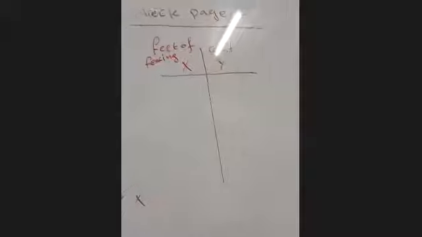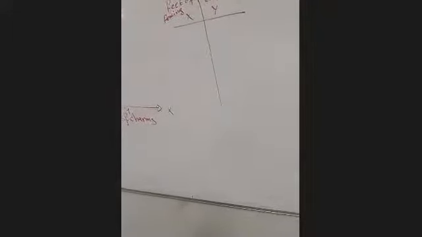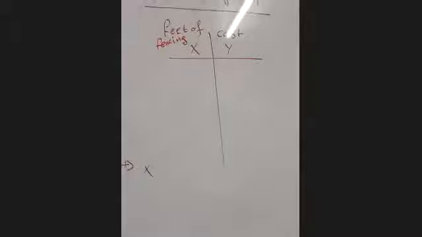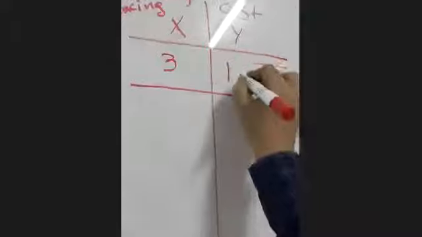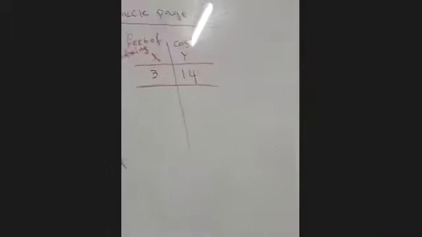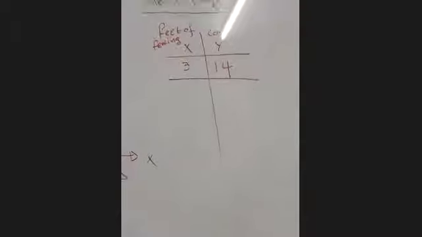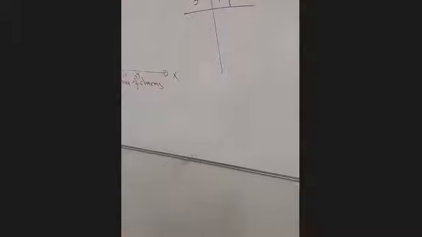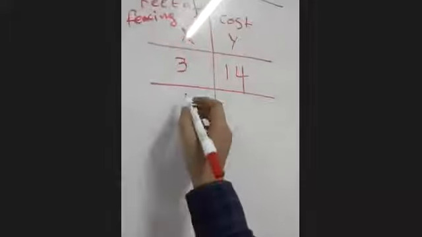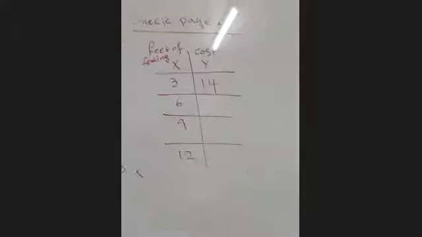They want us to make the table now, not like the example. Okay, if you read the question again, for each 3 feet of fencing, the cost is 14. And the question asks us to make 3, 6, 9, 12. So I will add 3, this is already there, 6, 9, and 12. Copy it with me, please.